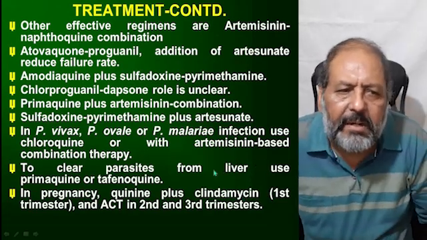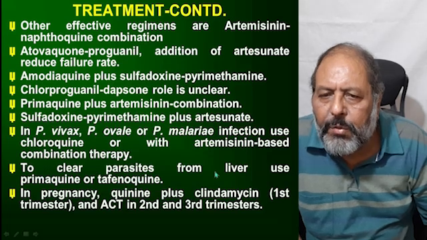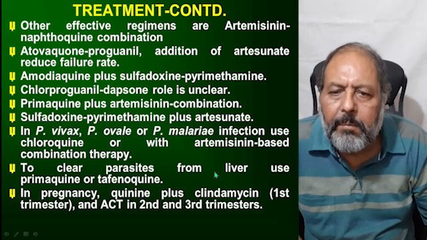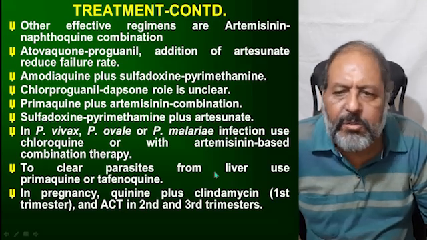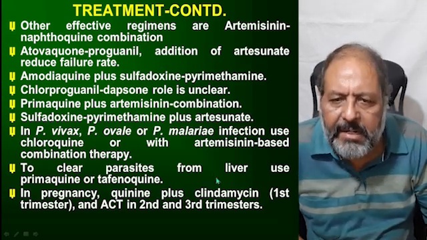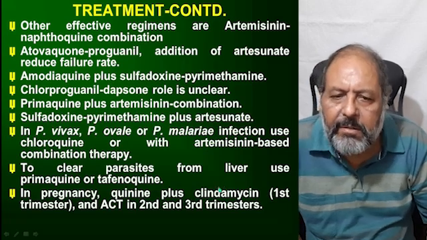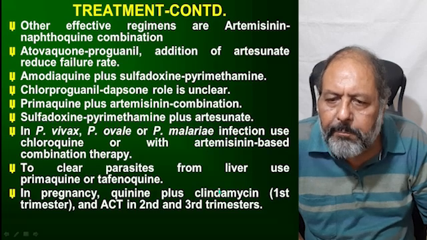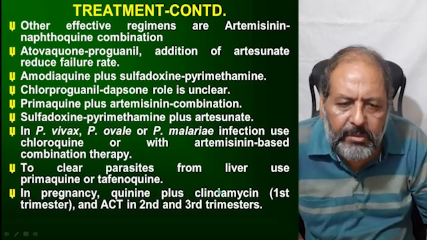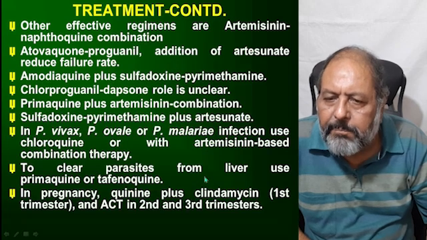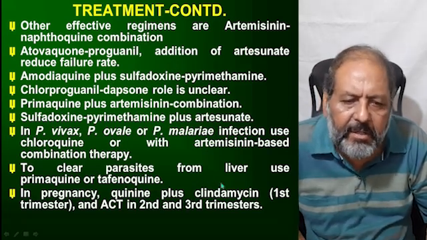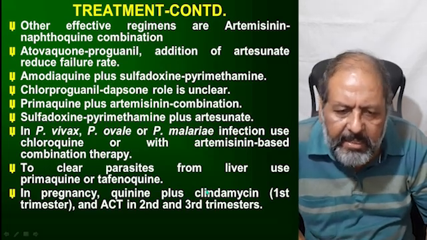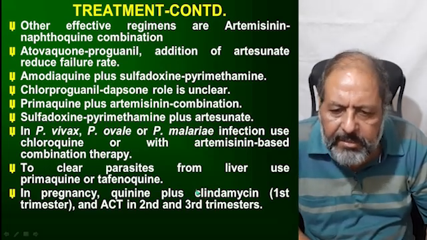Other effective regimens are the artemisinin naphthoquine combination, then atovaquone proguanil. Addition of artesunate reduces the failure and resistant cases. Amodiaquine plus sulfadoxine pyrimethamine is also used. Chlorproguanil dapsone's role is not yet clear. Primaquine plus artemisinin combination is effective. Sulfadoxine pyrimethamine plus artesunate is also effective.